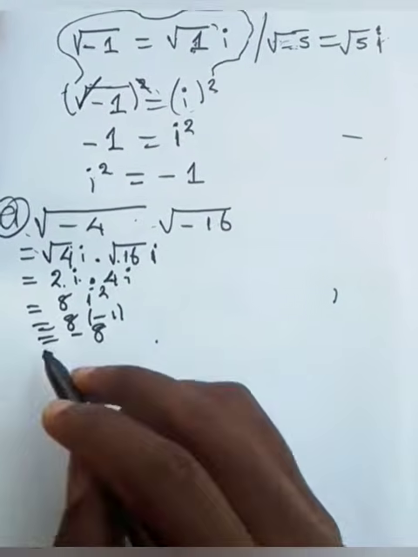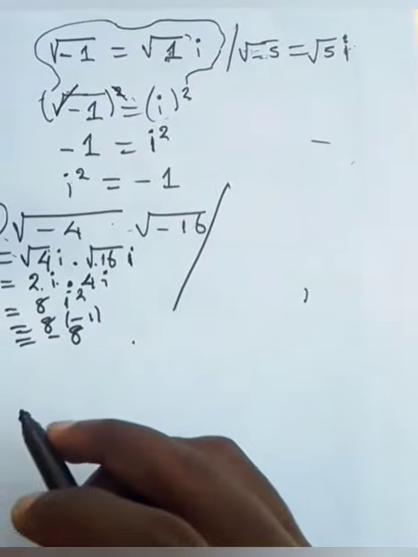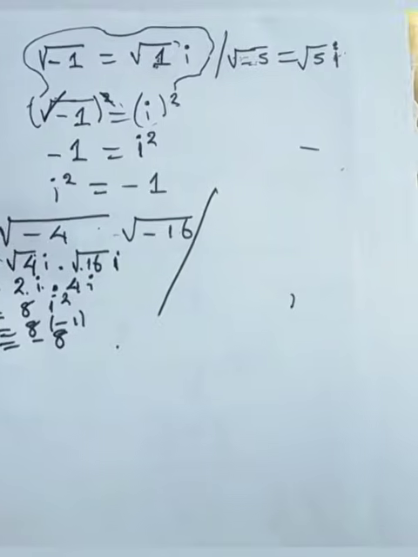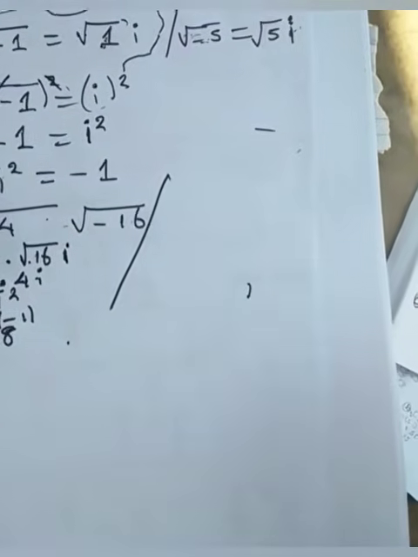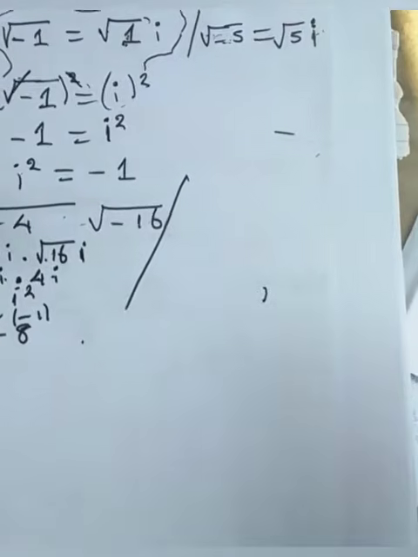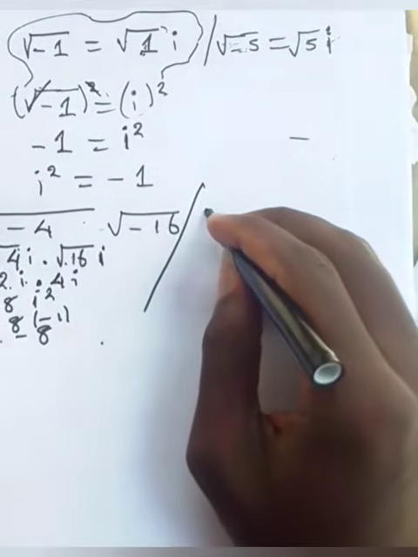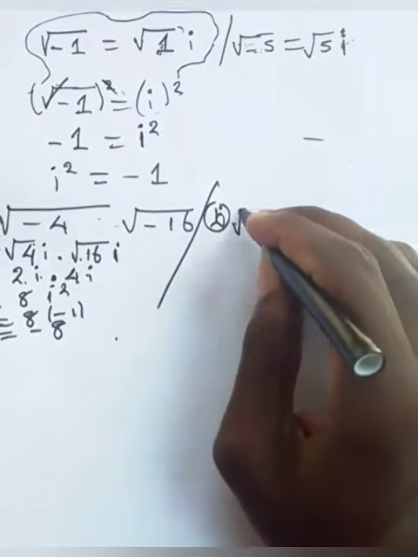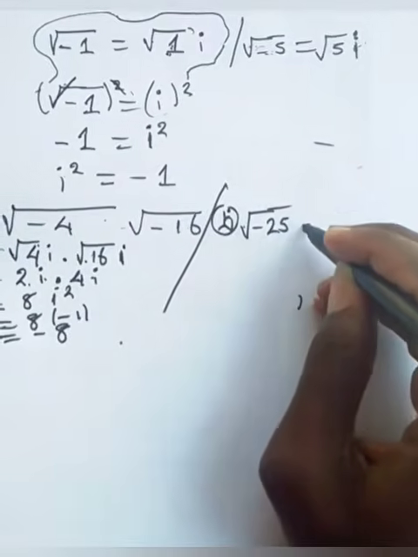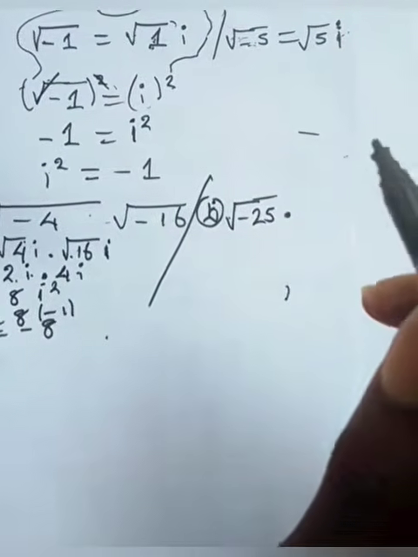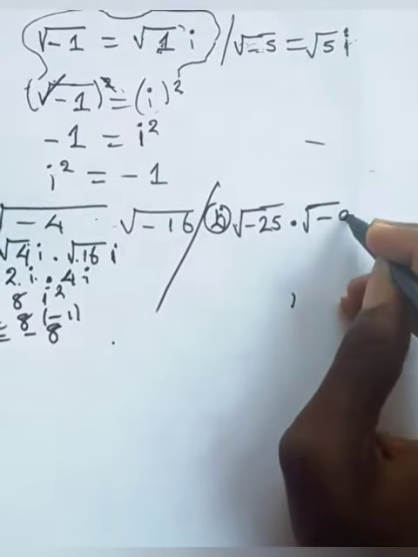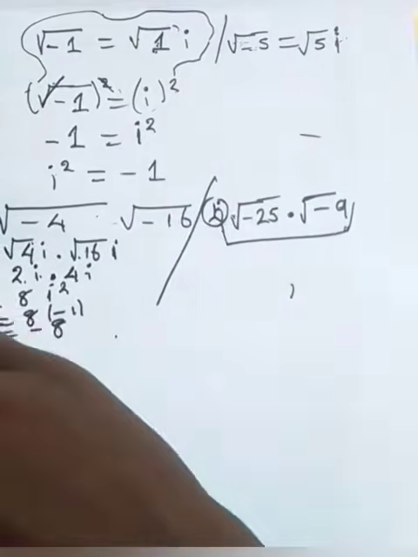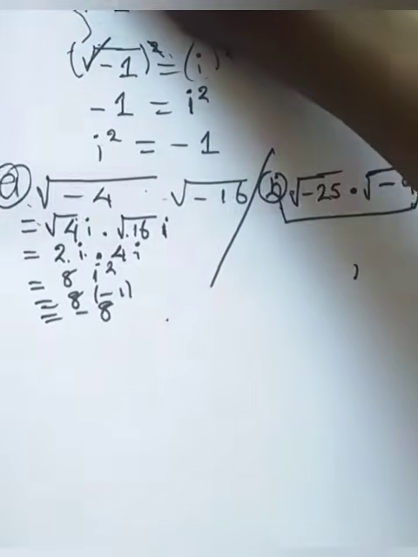Now I want you to try this out. Comment the answer. Write your final answer in the comment section. So you're going to do this. Question B is like this: square root of negative 25 times square root of negative 9. Write your answer in the comment. Just write that, okay, my answer on question 3B is this.